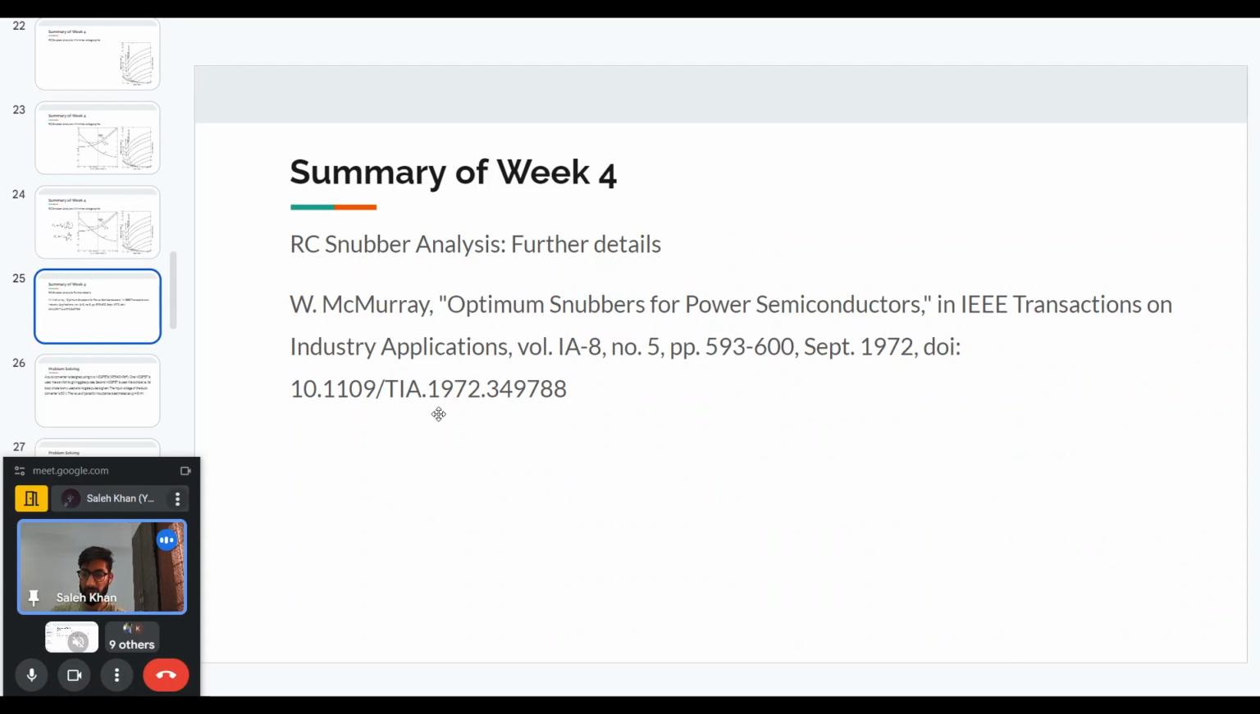And lastly, I want to say that if you want more details, the analysis that we showed for the RC snubbers in the course was actually based on this academic paper. If you want more details, you can find it in this paper. It was cited in the course lectures as well, so here I'm also citing it. If you see this paper, all the details and some more discussion will also be provided there.